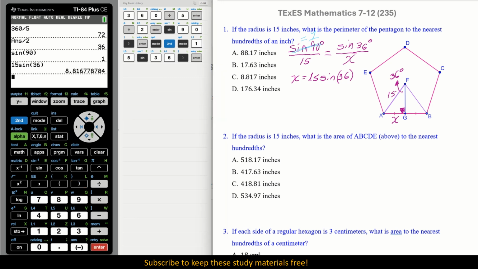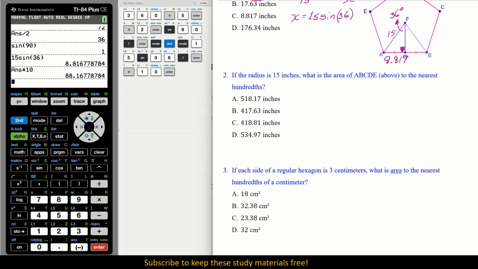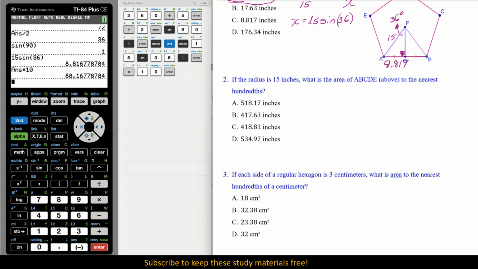And that is actually what x equals. That is 8.817. Now let's multiply that times 10. And option A is our answer. Okay, let's go to number 2. So it looks like number 2 has to do with number 1.